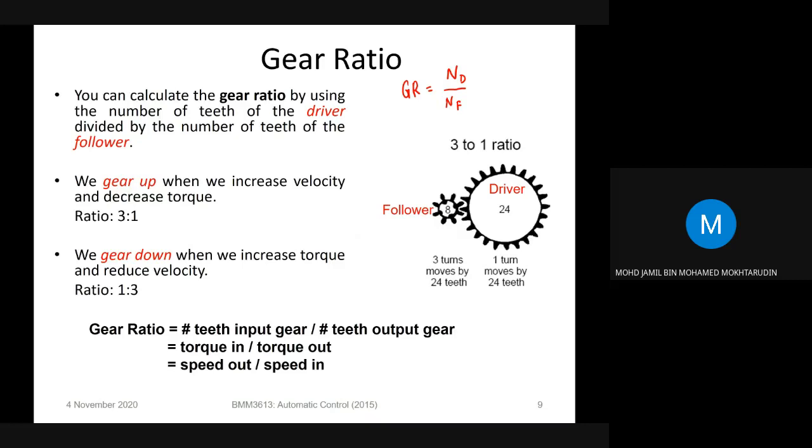We gear up when we increase velocity and decrease the torque. Okay, so gear up means increase in velocity. So here, example here, to determine the gear ratio. So let's say the first gear here has 8 teeth, and the second gear here has 24 teeth. So the gear ratio here is driver divided by follower. Okay, so 24 divided by 8, you get 3. So the gear ratio is 3:1.